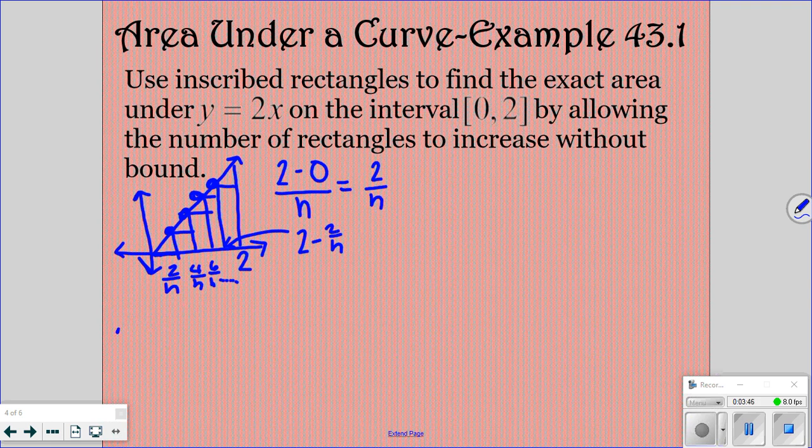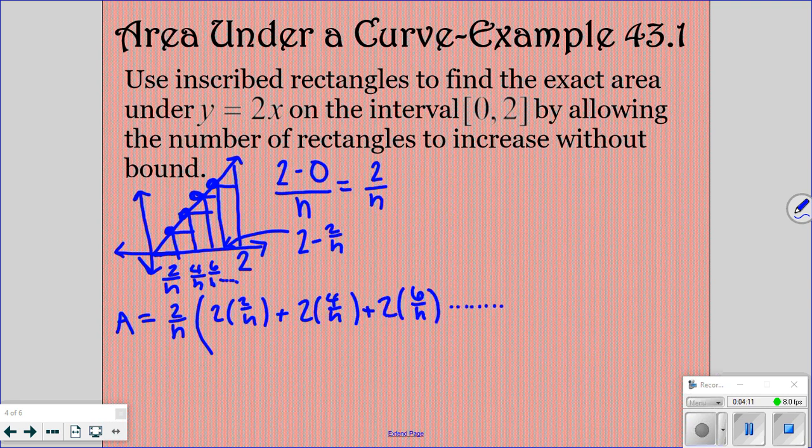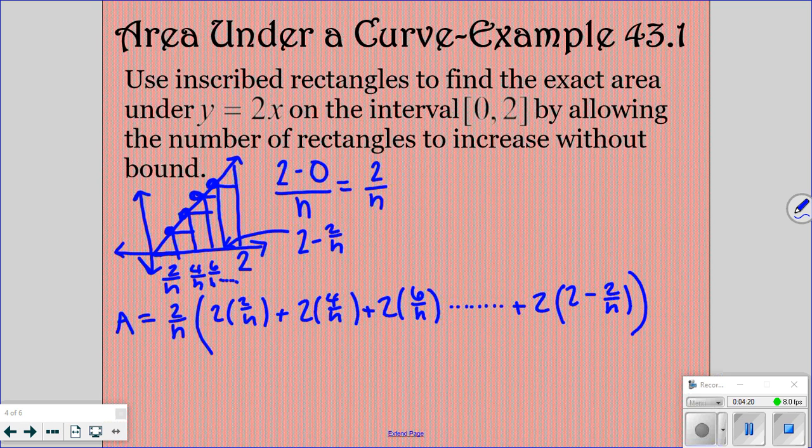So for our area, the length of each is 2 over n, and then we're going to plug in 2 over n into our equation, which is 2x. So 2 times 2 over n. For the next one, we're going to do 2 times 4 over n. For the next one, it would be 2 times 6 over n. And then the last one is going to be 2 times 2 minus 2 over n. So those would be all of your rectangles that you would do.